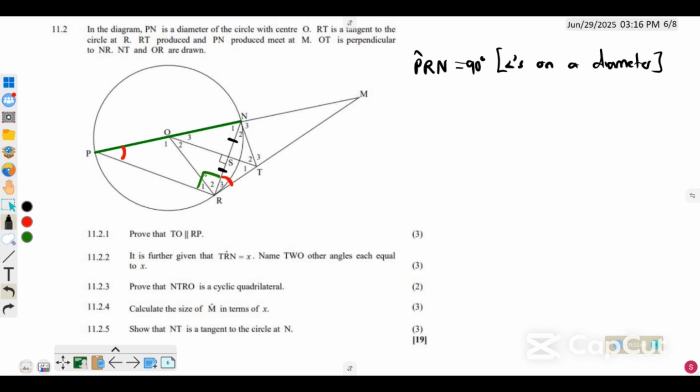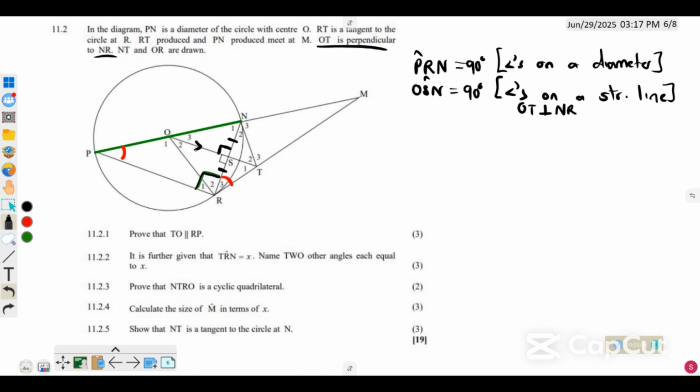But if you look at this, we were given that OT is perpendicular to RN, which means the angle OSN is also equal to 90 degrees. Why? These are angles on a straight line. If you don't want to use that, you could have easily used OT perpendicular to NR. It's still fine. But now we just proved that the angles in corresponding positions are equal, which means this should be parallel to that. So, what are we proving? TO is equal to what?